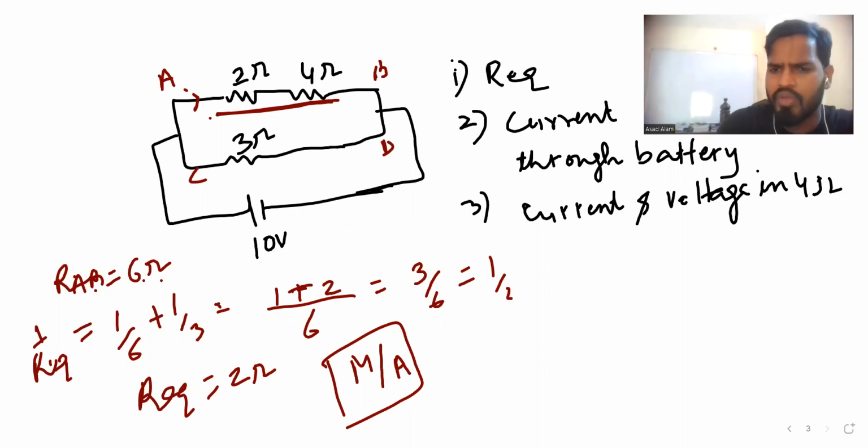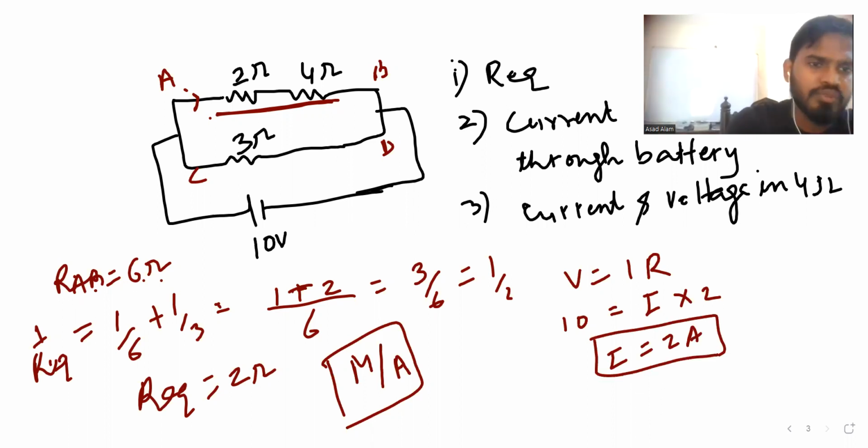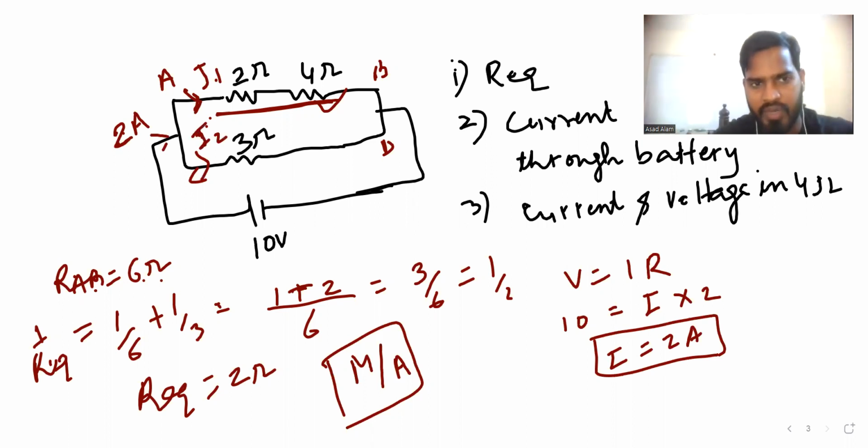Current through the battery. We know V is equal to what? IR. So what is V here? 10. I, we don't know. R is how much? 2. So I is 5 ampere. Okay. Now what happens here? That current will come as far as here. But we want to find current at 4 ohm. So of course here it will change. I1, right? And here will be, let's consider I2, right? I1 and what? I2. Understood?